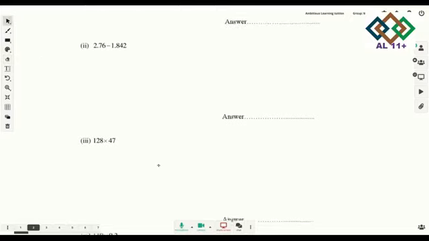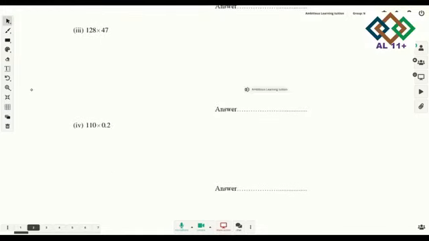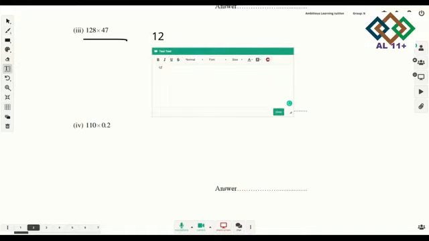Remember, as I always tell you, a lot of times in the private schools, they start with the easy one and then they go on with the hard one. So the next one is a long multiplication one. It's 128 multiplied by 47. You should know how to do it.